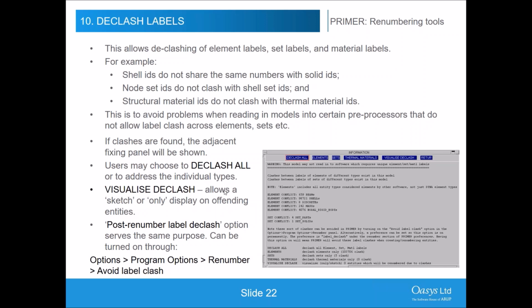And you can visualize the declash as well. So before you operate on the clashing labels, you can see where they are, and you can do it only as well just to see it. The previous post number label declash basically just sets that so that Primer knows not to have duplicate labels for materials, and similarly for sets and the structural materials and thermal materials, for example. It's also available under the program option renumber, and you can tick that avoid label clash button.